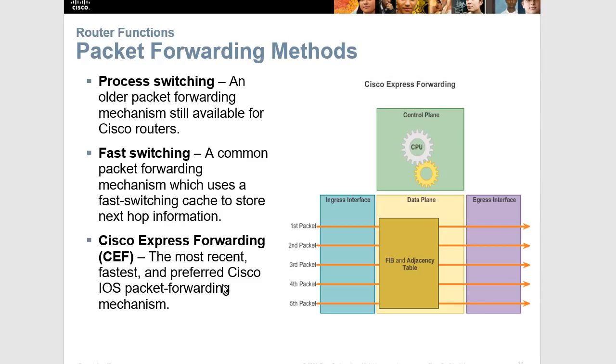The forwarding information base basically has, it's almost like a routing table. It has all of your next hops and all the interfaces that packets might have to go out of without involving the CPU.